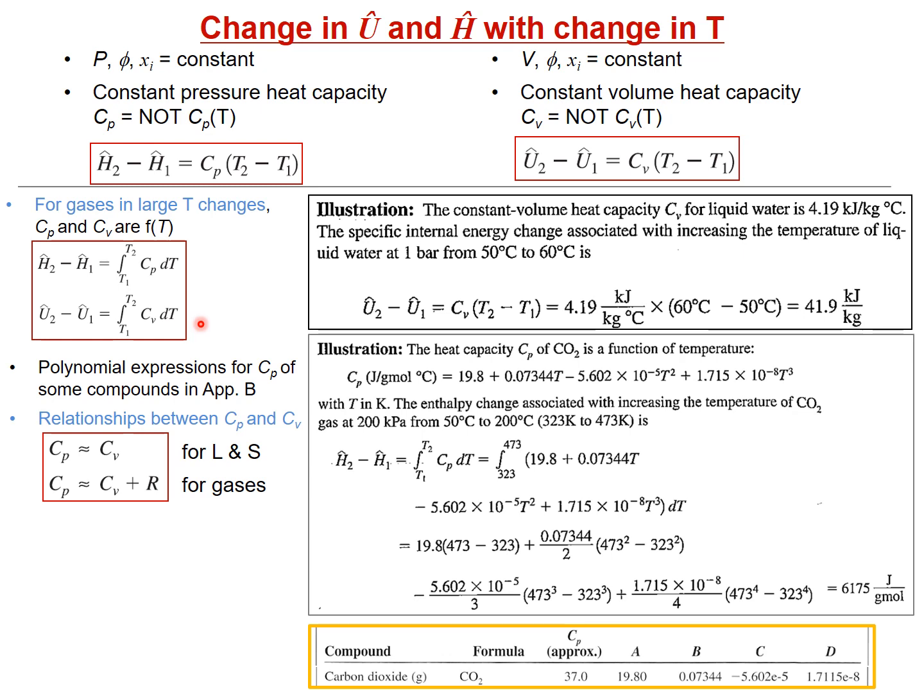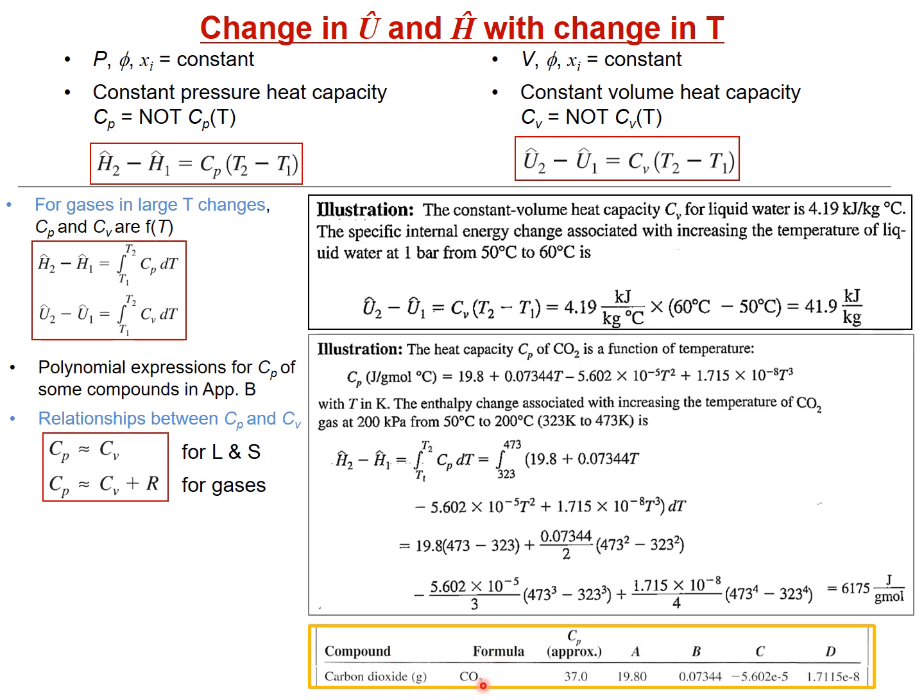Okay, how can we obtain the temperature function of heat capacity? There are polynomial expressions for the heat capacity of some compounds in Appendix B. For example, here, this is the Cp of CO2, carbon dioxide. It can be described by A plus BT plus CT squared plus DT cubed. Then the parameters A, B, C, D are found in Appendix B. So here is some example that comes from Appendix B.